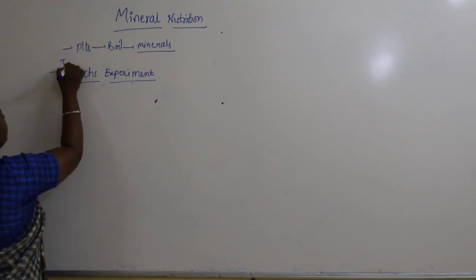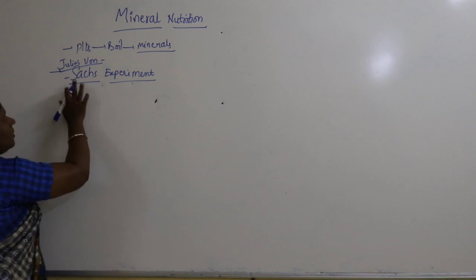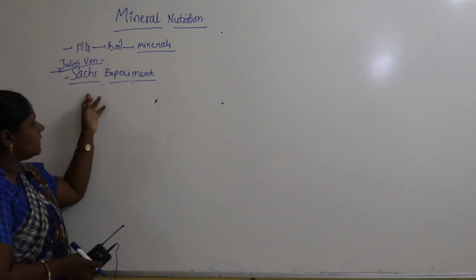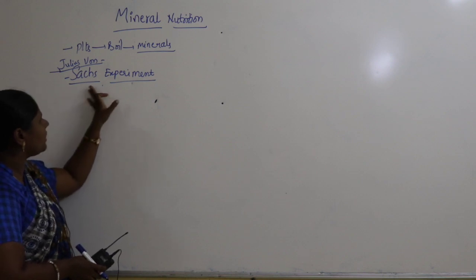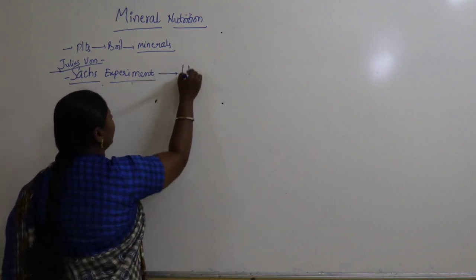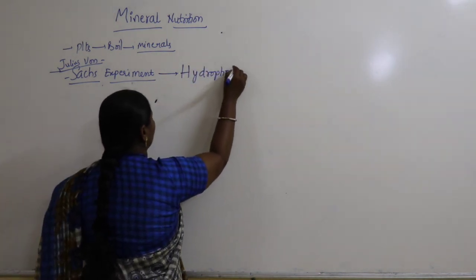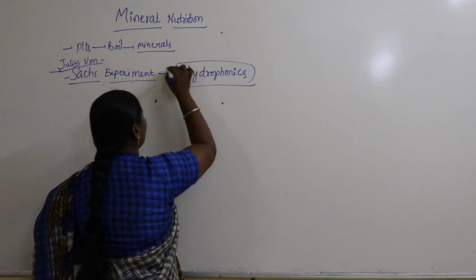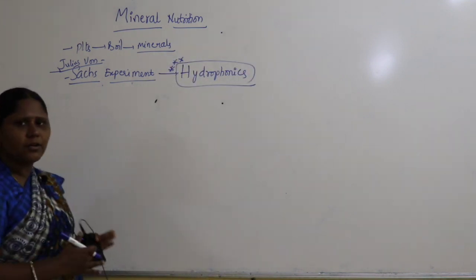Julius von Sachs is the one who did the experiment. It's called Sachs experiment. Now, in the Sachs experiment, they studied the technique called hydroponics. They studied the technique called what? Hydroponics. What is this hydroponics?